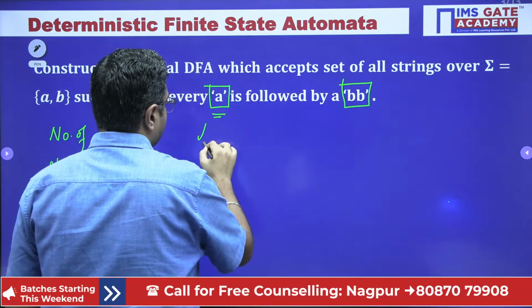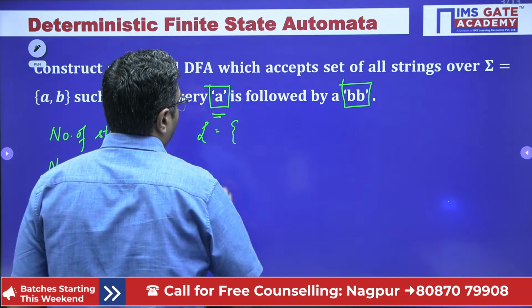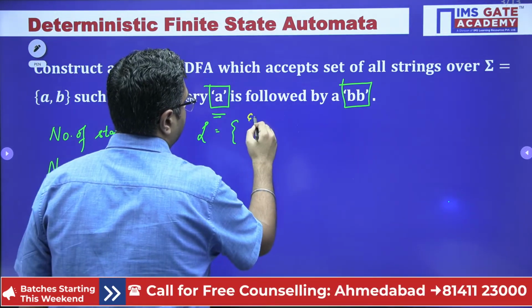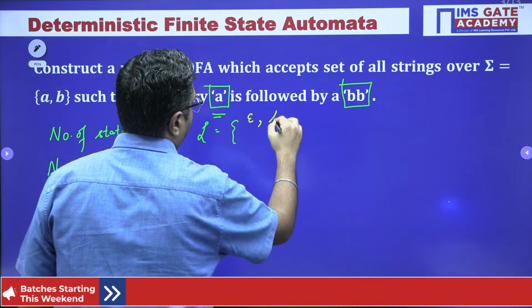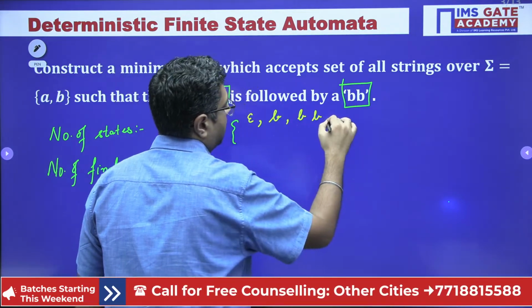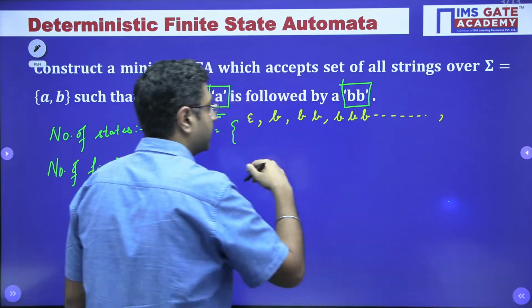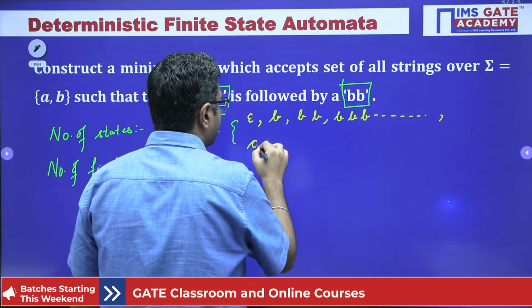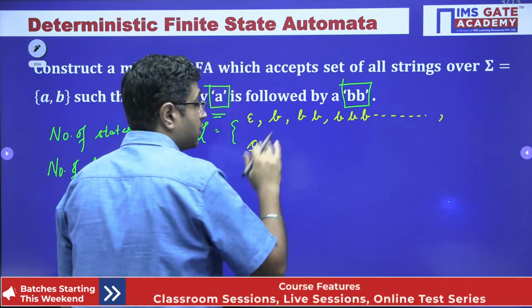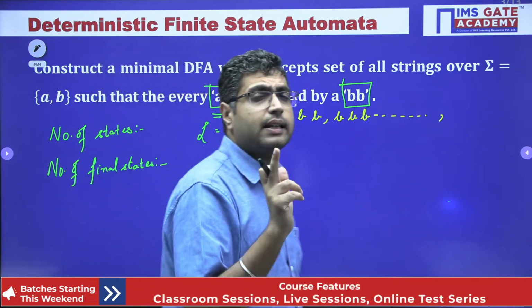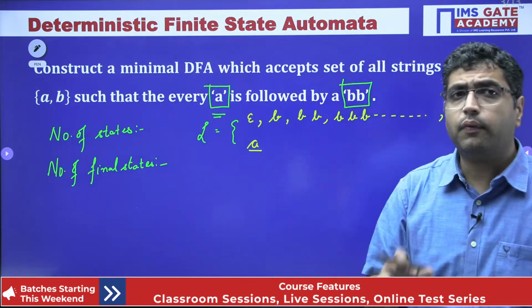So let us write the language. First of all, epsilon comes in this language. Then we have single B is in the language, double B is in the language, triple B is in the language, and so on and so forth. Any number of B's are there in this language. Then single A is there in the language. Every A has to be followed by a BB. So single A is not there in the language.